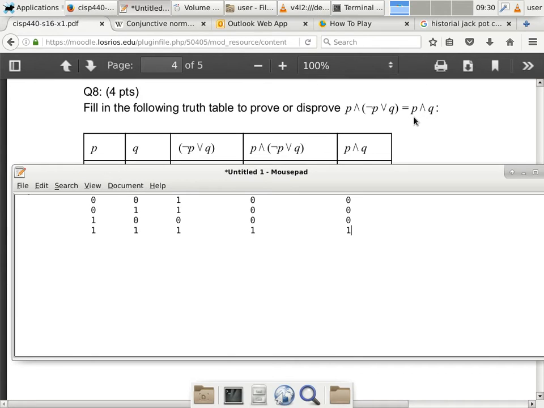Are there any questions about number 8? Why were they the same? Because for any combination of true false values of P and Q, these two expressions will give you exactly the same answer. Oh, the last two columns. Okay, right? I was thinking rows.